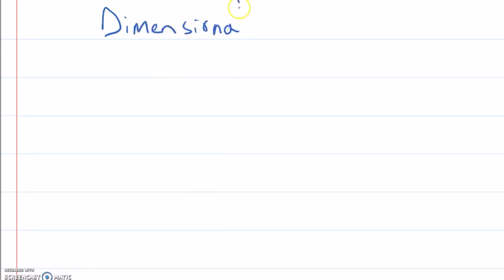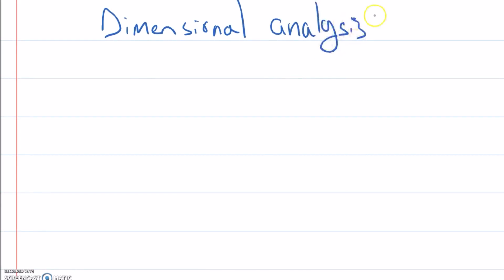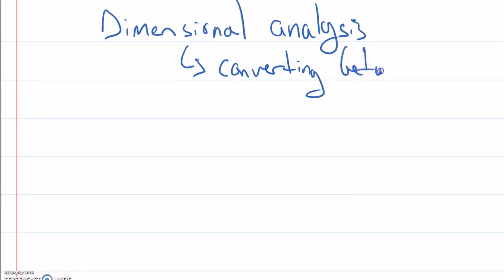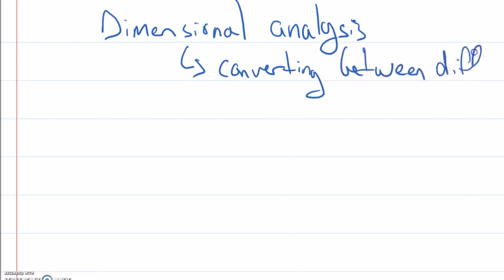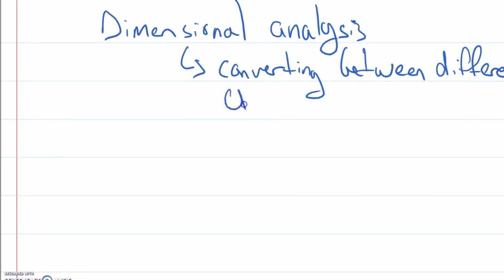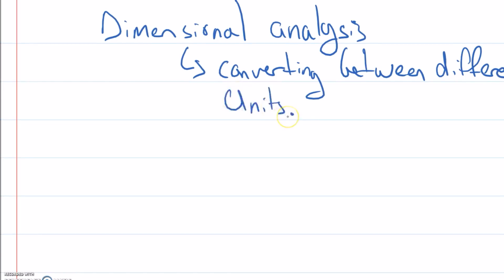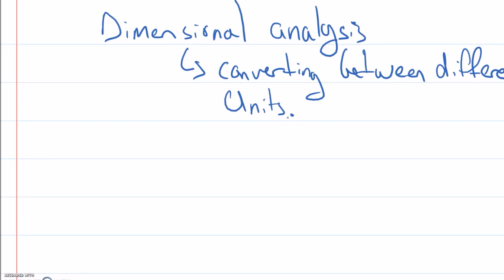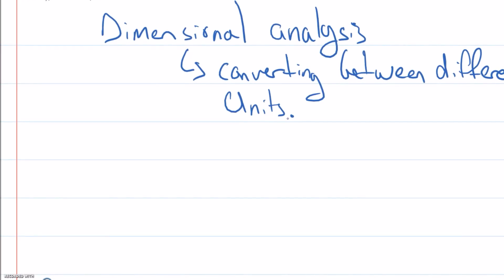Remember when we talked about conversions, I introduced the term dimensional analysis. And that's just a fancy term that many chemists use for converting between different units. And today what we're going to do is we're going to practice converting between those different units. Yesterday in class, Lucas Ortega gave me a good example, and we're going to use that one to practice.